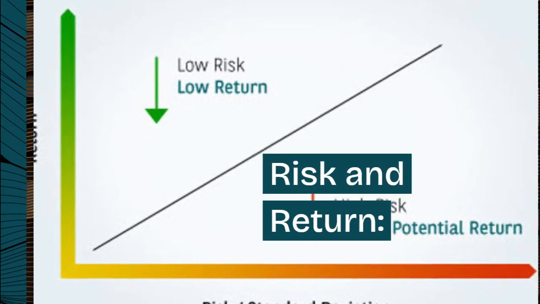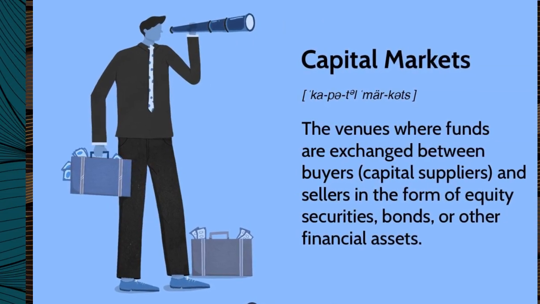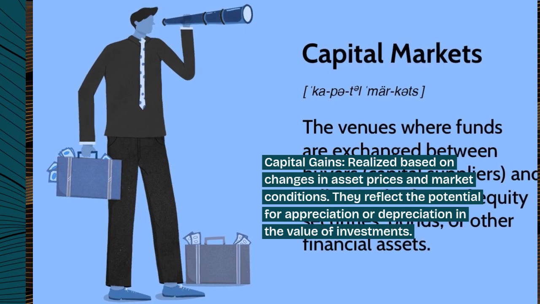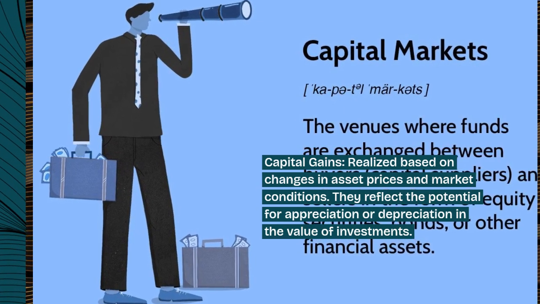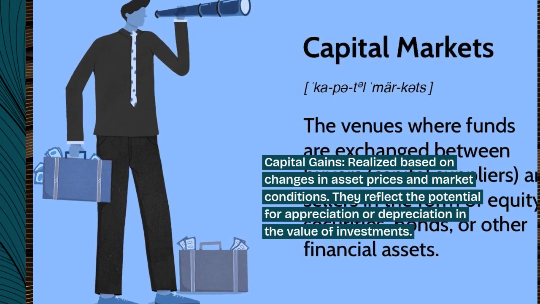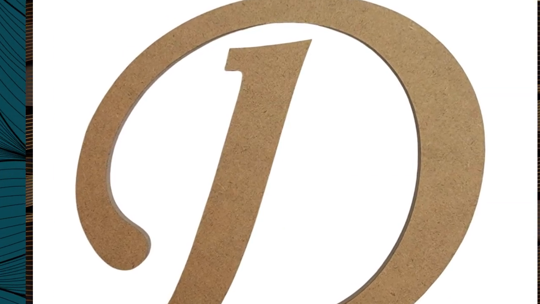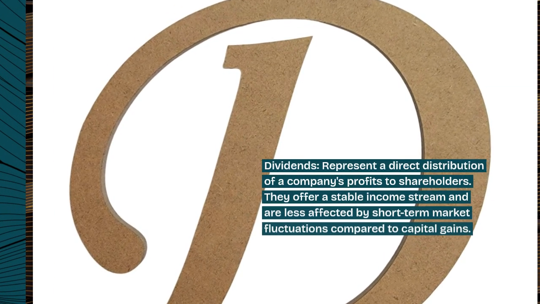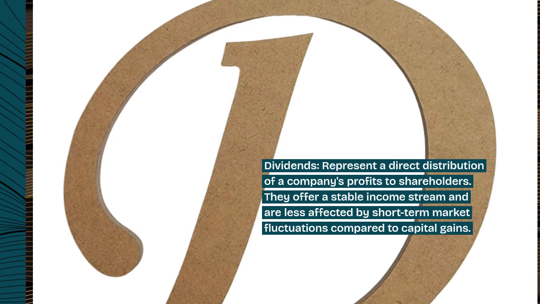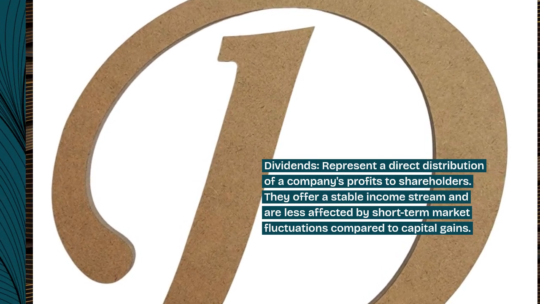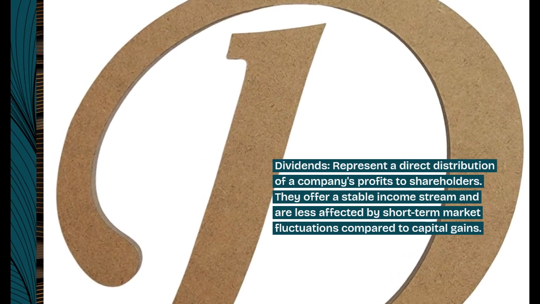Risk and return. Capital gains are realized based on changes in asset prices and market conditions. They reflect the potential for appreciation or depreciation in the value of investments. Dividends represent a direct distribution of a company's profits to shareholders. They offer a stable income stream and are less affected by short-term market fluctuations compared to capital gains.